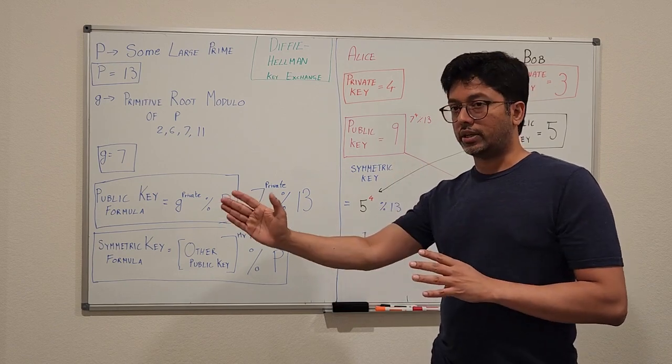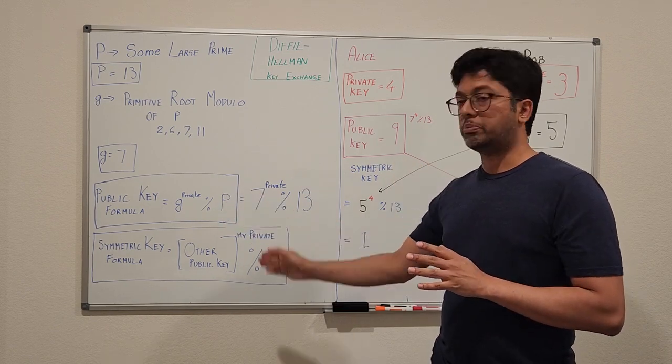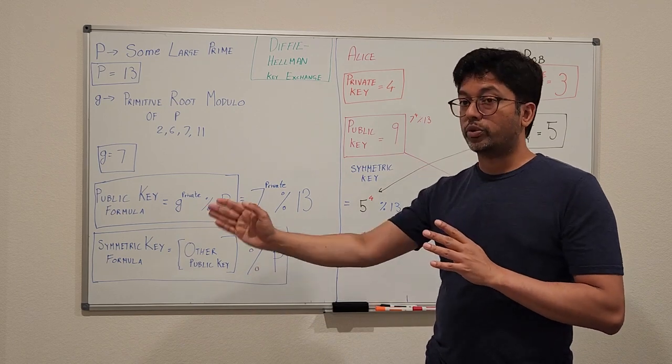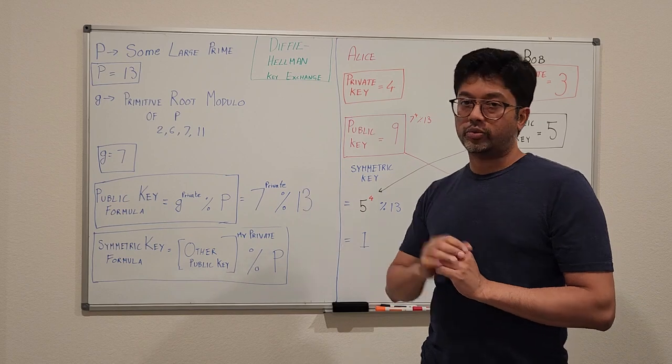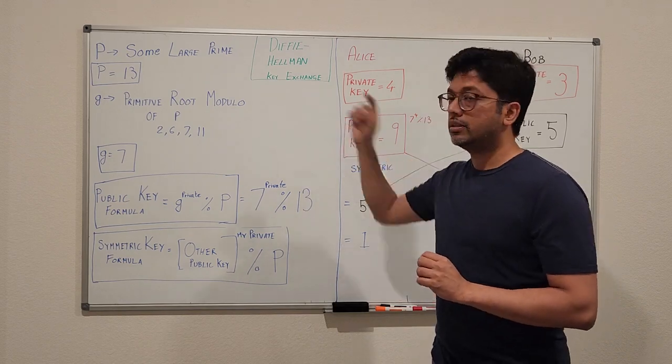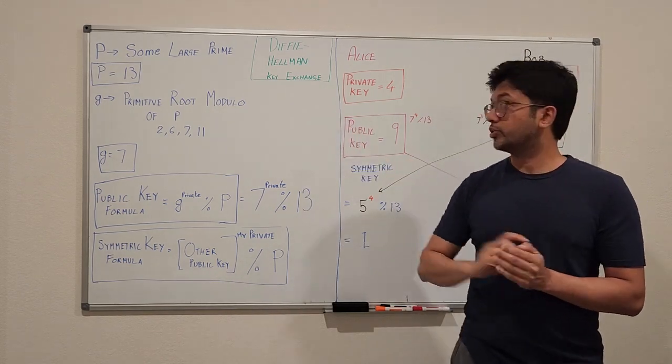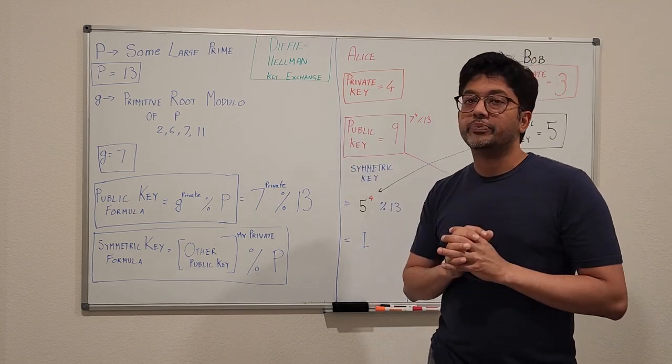You both are talking, whatever you say, the spy is listening. So is there a way for both of you to agree on a number that the spy does not know? And that is Diffie Hellman key exchange. This gives you a way.